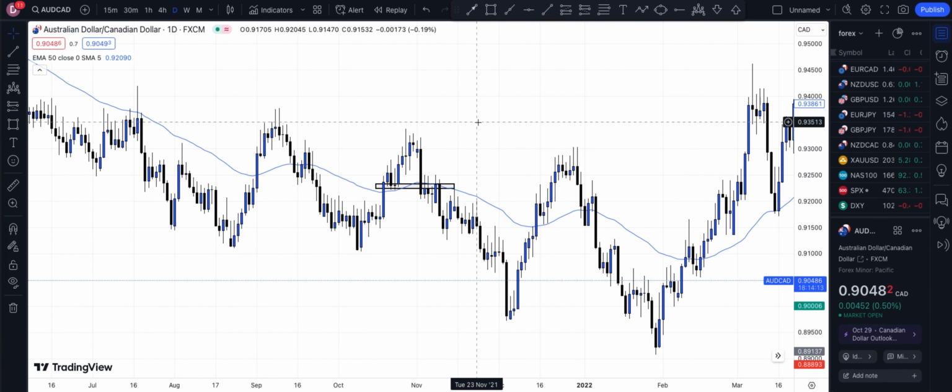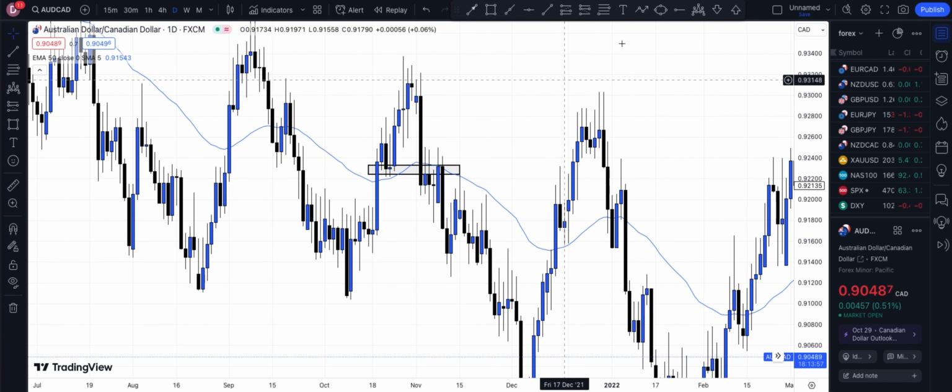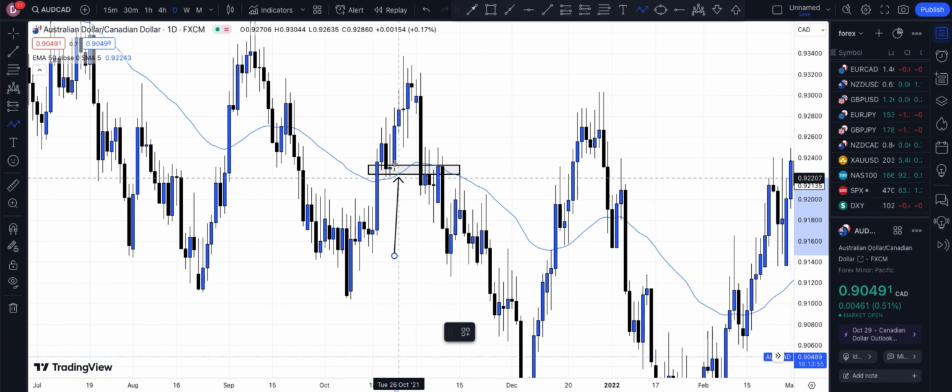Now, the way I use it is as a confluence. Do I need it to take a trade? No, I do not. I use it more as an added benefit to my trades. So we could see right here where price is above this 50 EMA, we see prices pushing up. Now, when price broke below this 50 EMA, what happened?